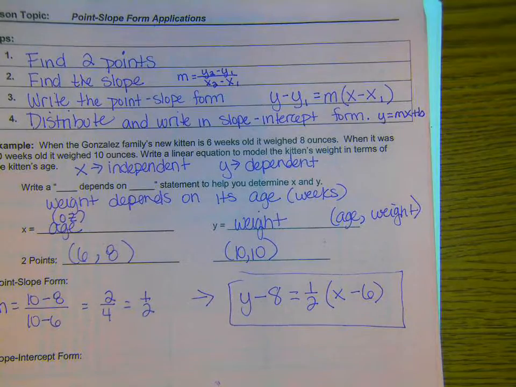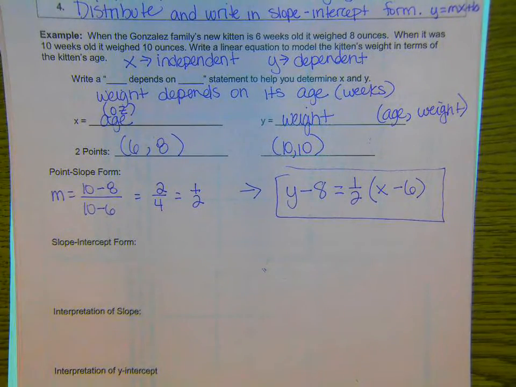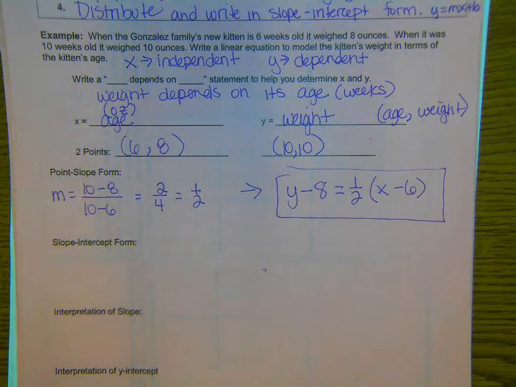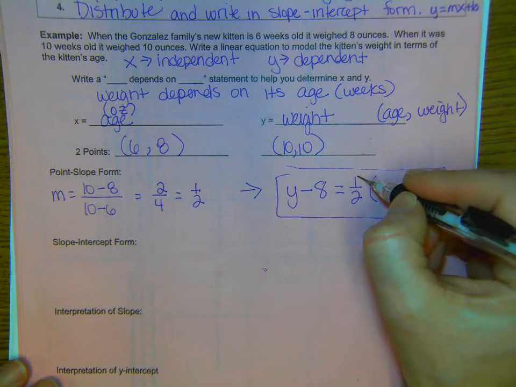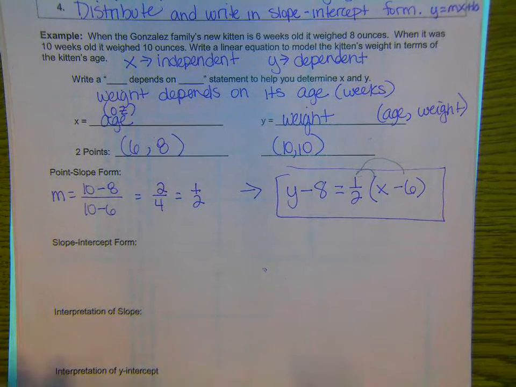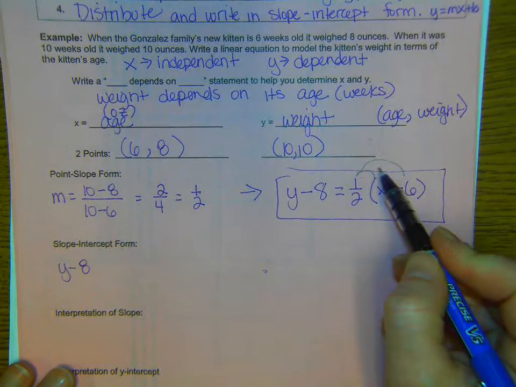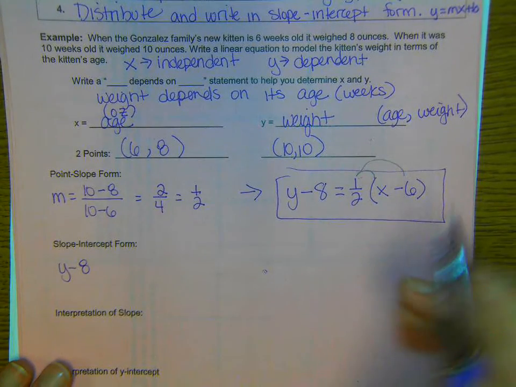Okay, Clay. So how would I now get to slope intercept form from that? You'd use the parentheses, times 1/2 by x, times 1/2 by negative 6. Okay, so we're going to get rid of this parentheses, he says, and we're going to distribute. So we are going to go y minus 8. All right, what's 1/2 times x? 1/2 x. Okay.